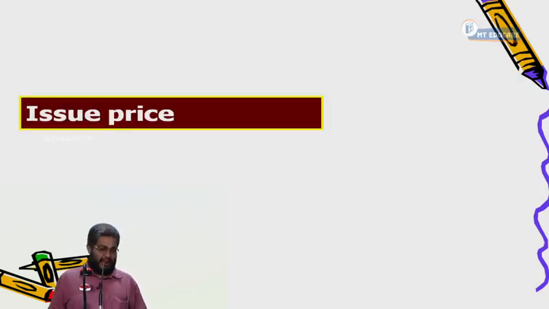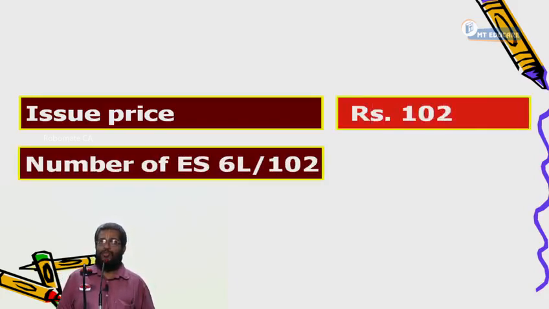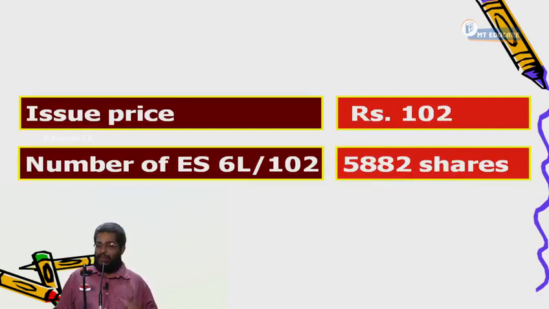Issue price. No dividend, so issue price. With dividend declared, the issue price is 102. Number of ES here means equity shares. Number of equity shares is equal to 6 lakhs divided by 102. How many shares? 5,882 shares.